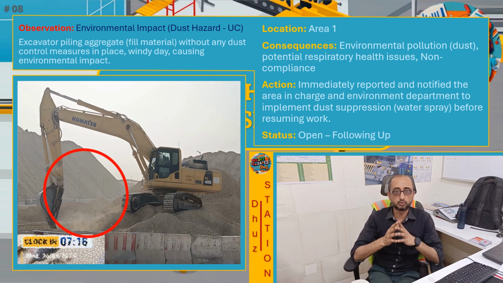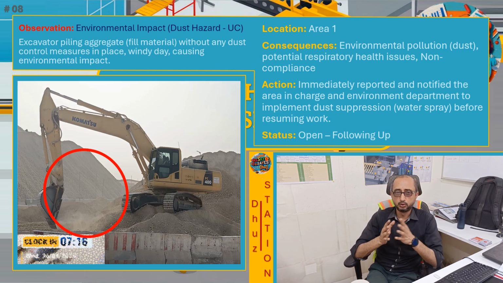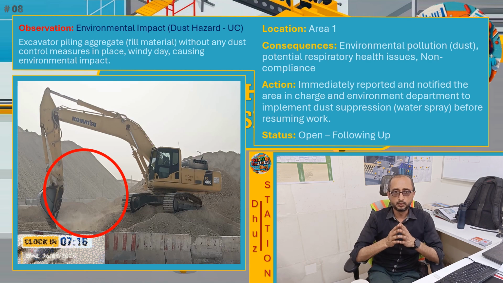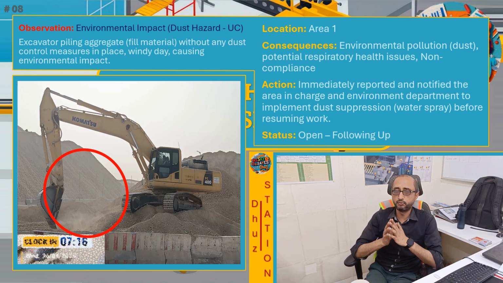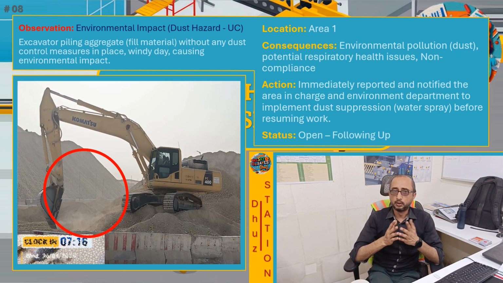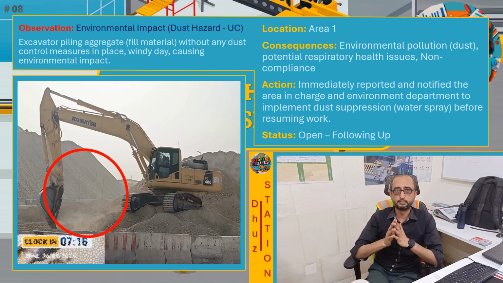Also, it is a case of non-compliance. The team immediately reported the issue and notified the area in charge and the environmental department to enforce the safe work procedures and implement dust control before resuming the activity. They responded positively, but as the action is ongoing, the status of this observation is still open and the HSE team is following up.